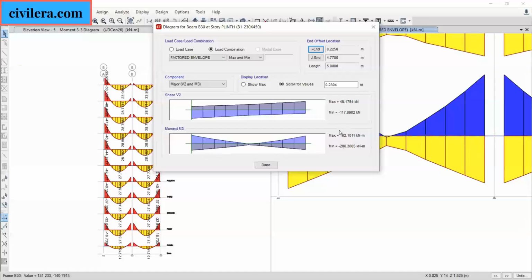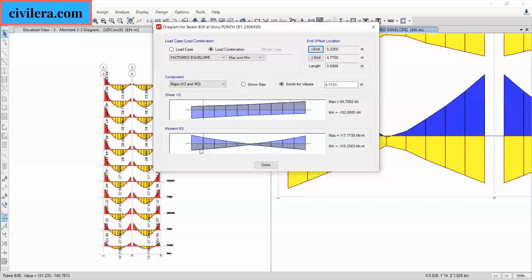So your bottom steel needs to be designed for 162 at the support, and your top steel should be designed for 206 at this left support. Now coming to the center, your maximum and minimum both are positive, which means you have to design your bottom steel for 30. Now here comes the difference. Your bottom steel is for 30 moment, which is quite nominal. So you might end up giving 2-12 or 2-16 at the bottom. That's all you need.